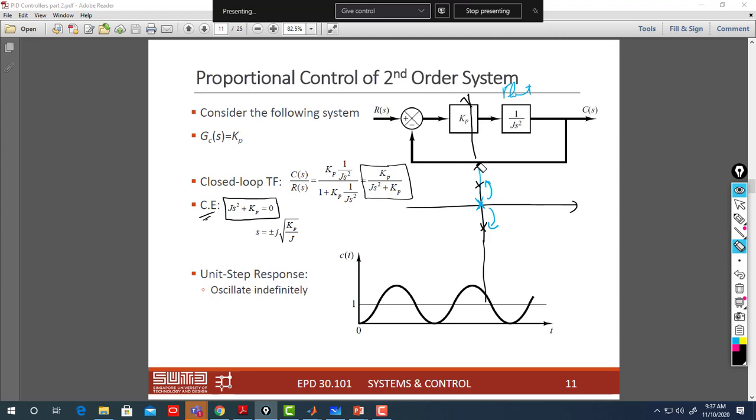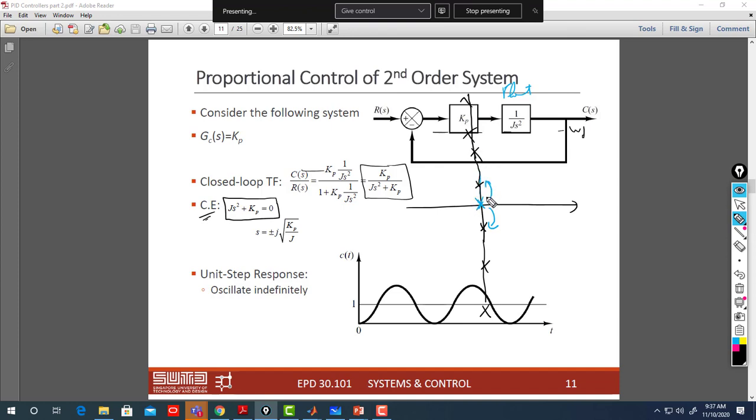So now maybe I will get two poles here. If I keep increasing, I will get two here, and so on and so forth. And we know this is omega d. So what's the conclusion here? What's the effect of a Kp controller on a second order system like this?